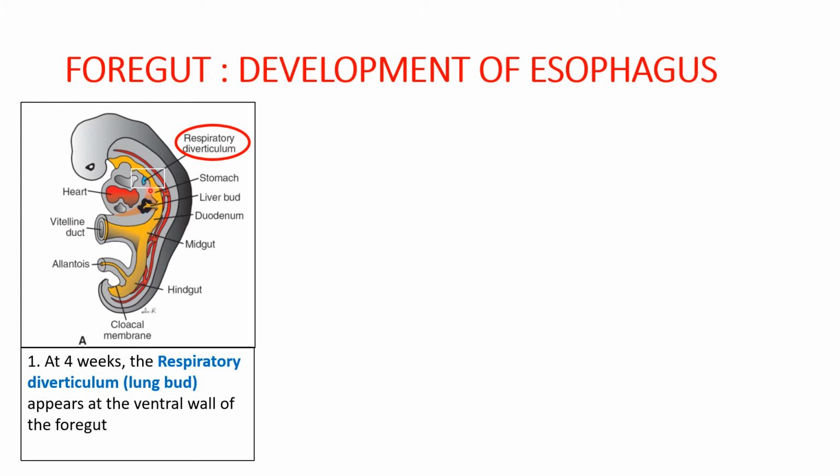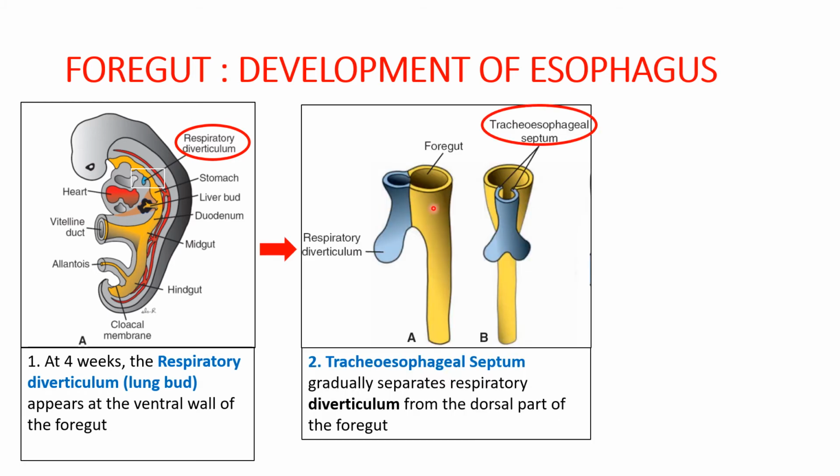This is arising exactly at the junction. So the respiratory diverticulum is actually the junction between the pharyngeal part and the postpharyngeal part of the foregut. Now, once the respiratory diverticulum has been formed, in the second picture, you can clearly see this is a lateral view. Figure A is the lateral view, where from the ventral wall of the foregut, the respiratory diverticulum is originating. Now, this respiratory diverticulum we know is going to form the trachea and the lung, and the rest of the foregut is going to develop into its derivatives.